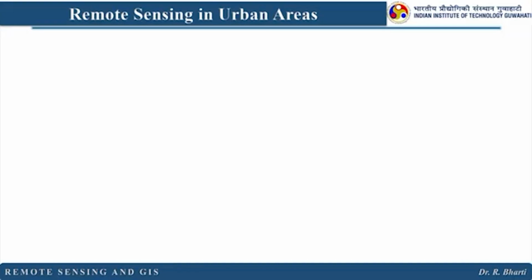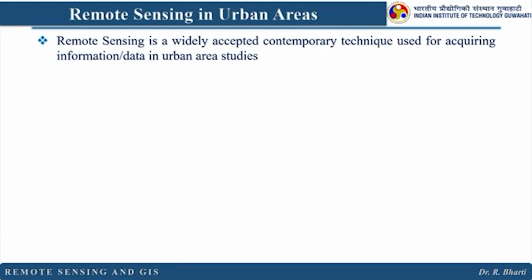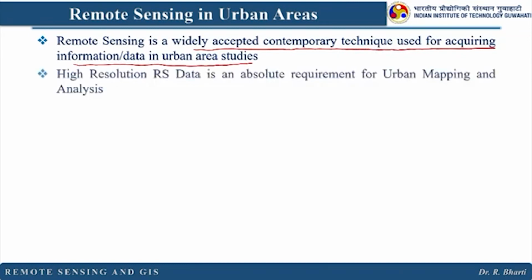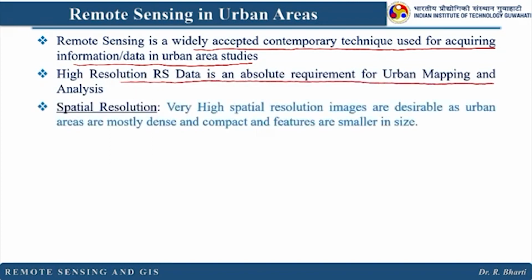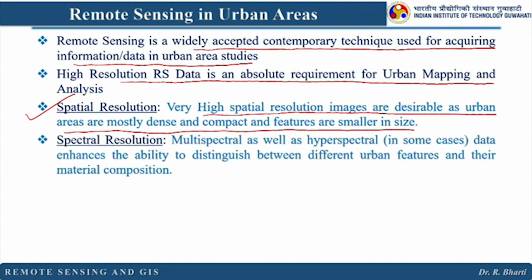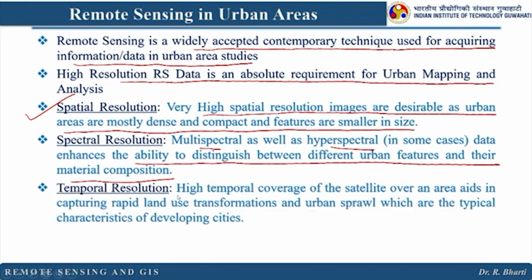Now let us see remote sensing in urban areas, how it is going to help. Remote sensing is a widely accepted contemporary technique used for acquiring information or data in urban area studies. High resolution remote sensing data is an absolute requirement for urban mapping and analysis. When we talk about spatial resolution, very high spatial resolution images are desired as urban areas are mostly dense and compact and features are very small. When we talk about spectral resolution, multispectral and hyperspectral data give the ability to distinguish between different urban features and their material composition, that I hope you have understood in the previous lectures.